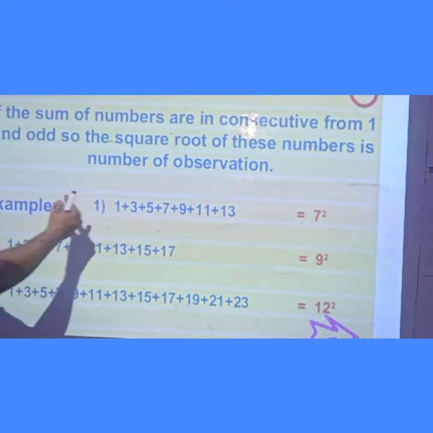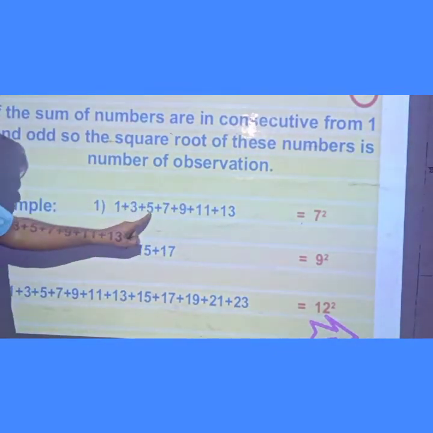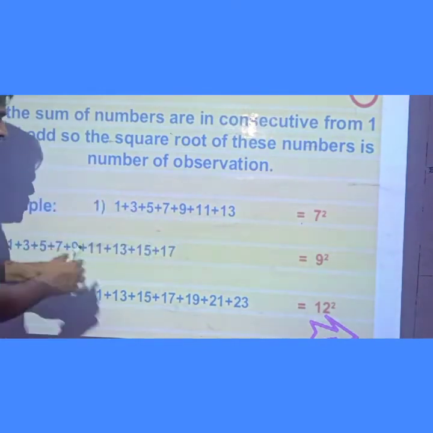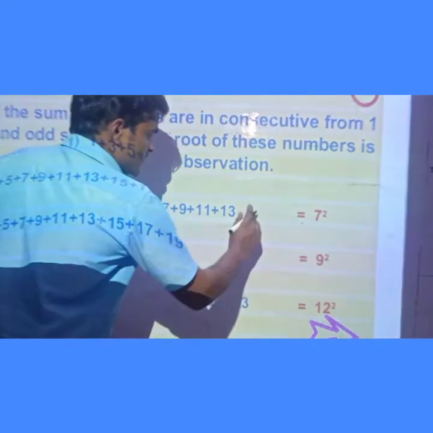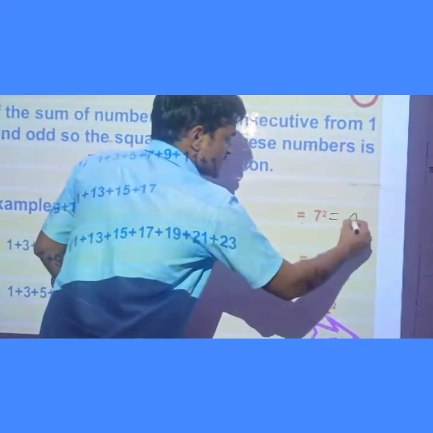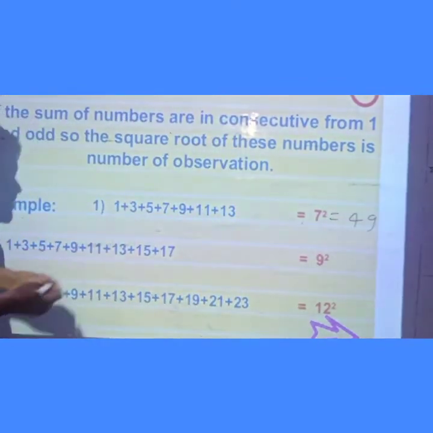So how many consecutive odd numbers are there? 1, 2, 3, 4, 5, 6, 7. So its sum will be the square of 7, that is 49. You can add and check it.